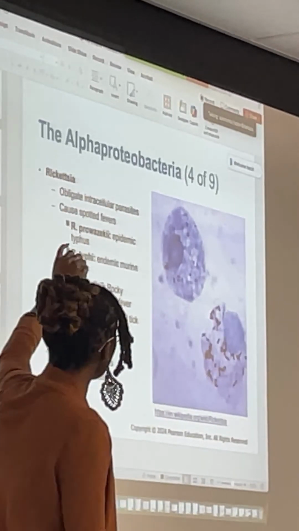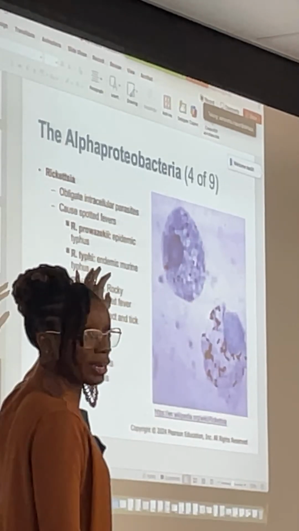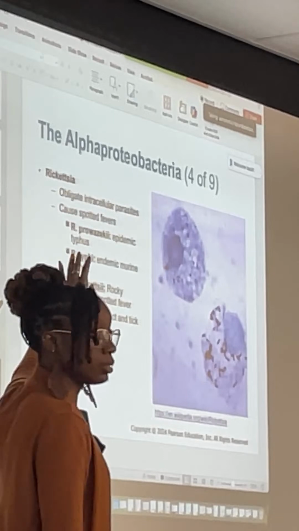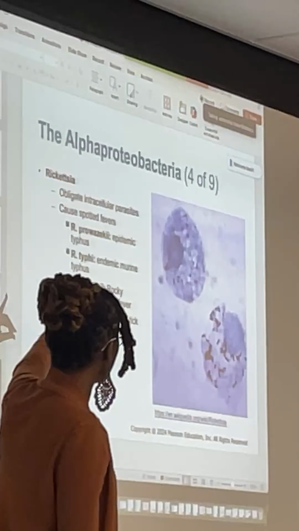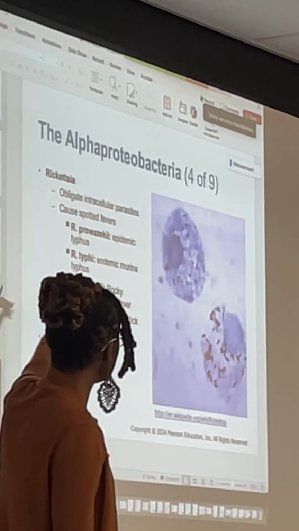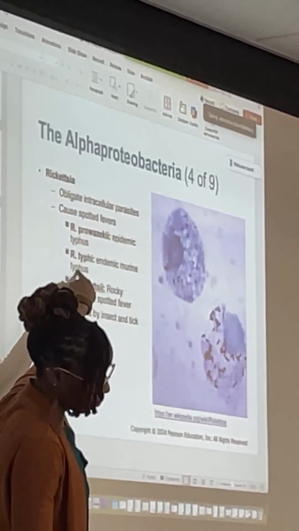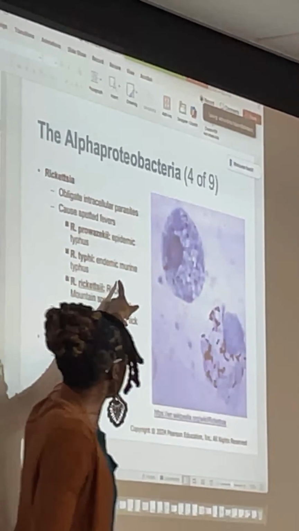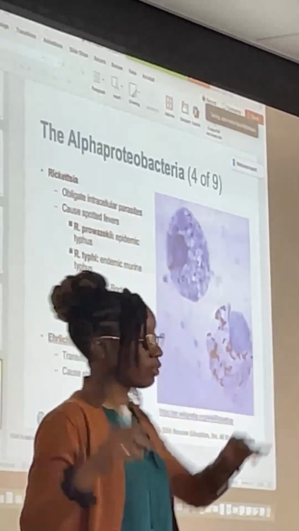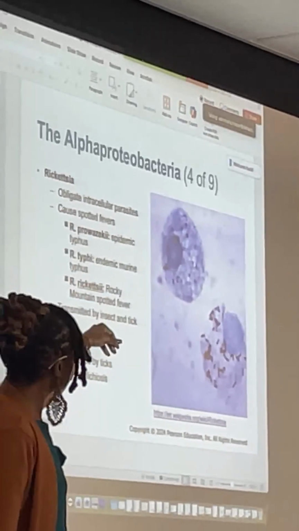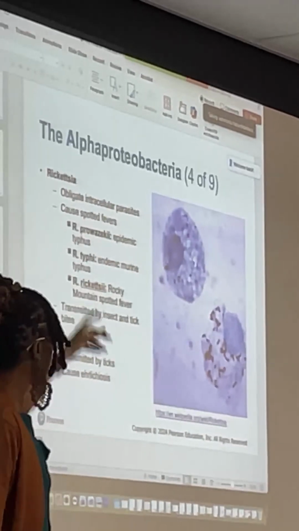So Rickettsia are going to be transmitted by insects and tick bites. So we want to be very careful, right? I know that ticks are a thing out here, so be very mindful of that. These guys are going to be able to cause spotted fevers, such as the epidemic typhus, which is Rickettsia prowazekii, Rickettsia typhi, which is the endemic murine typhus. That's going to be for mice, right? Whenever you see murine, that means something with mice or a mouse. And then Rickettsia rickettsii is Rocky Mountain spotted fever, which is more common than the epidemic typhus.